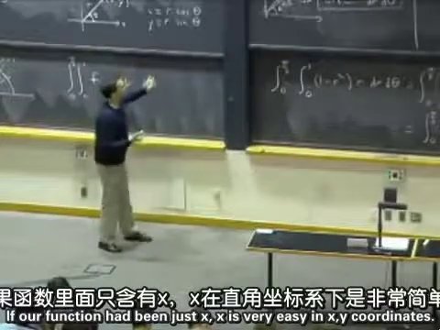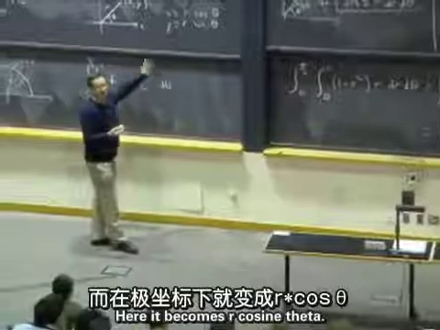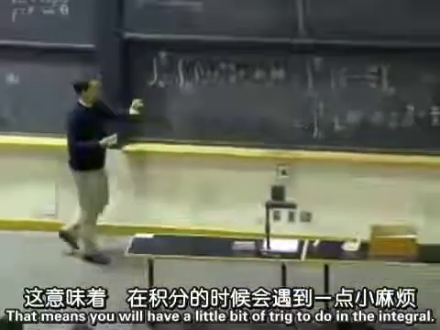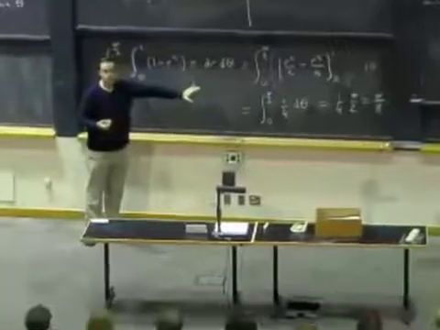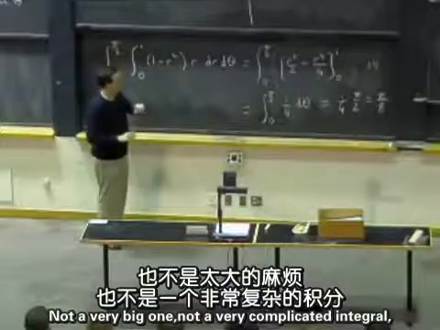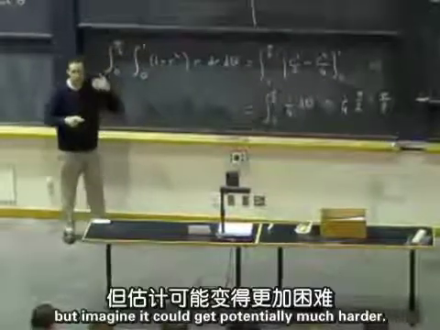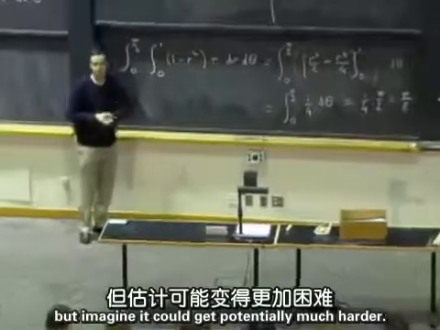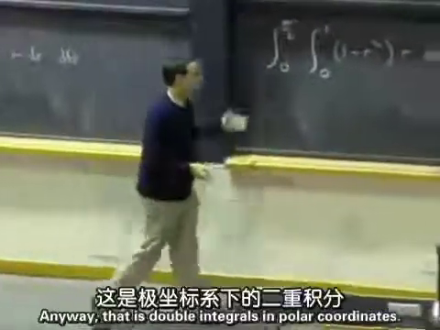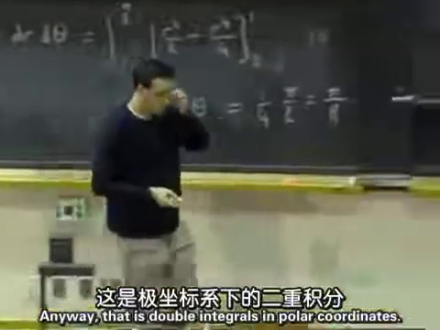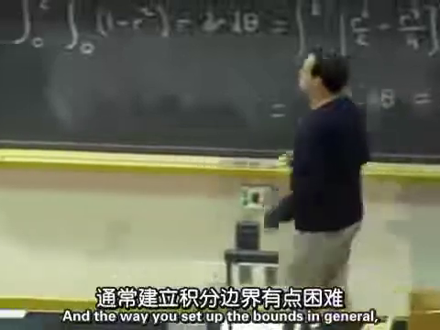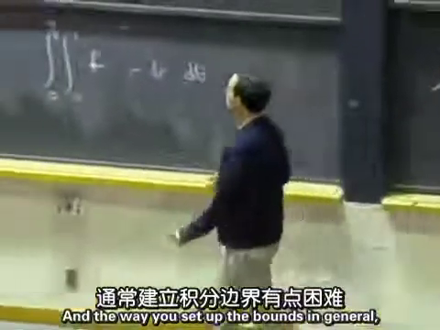If our function had been just x, which is very easy in xy coordinates, here it becomes r cosine theta. That means you will have a little bit of a trick to do in the integral. Not a very big one, but not a very complicated integral. But imagine, it could get potentially much harder. Okay, so anyway, that's double integrals in polar coordinates.